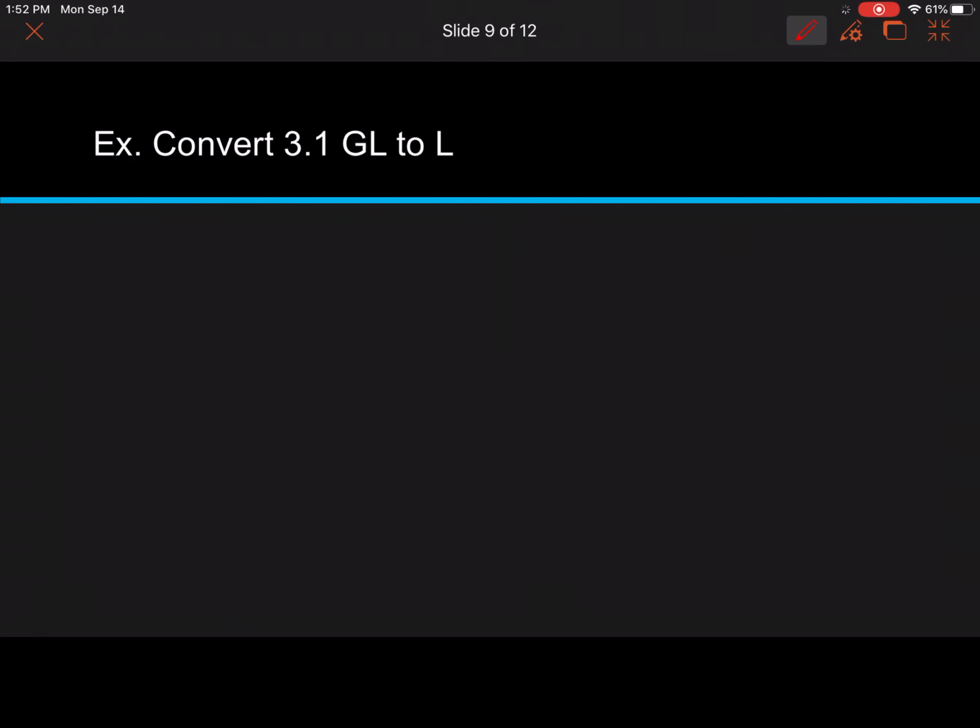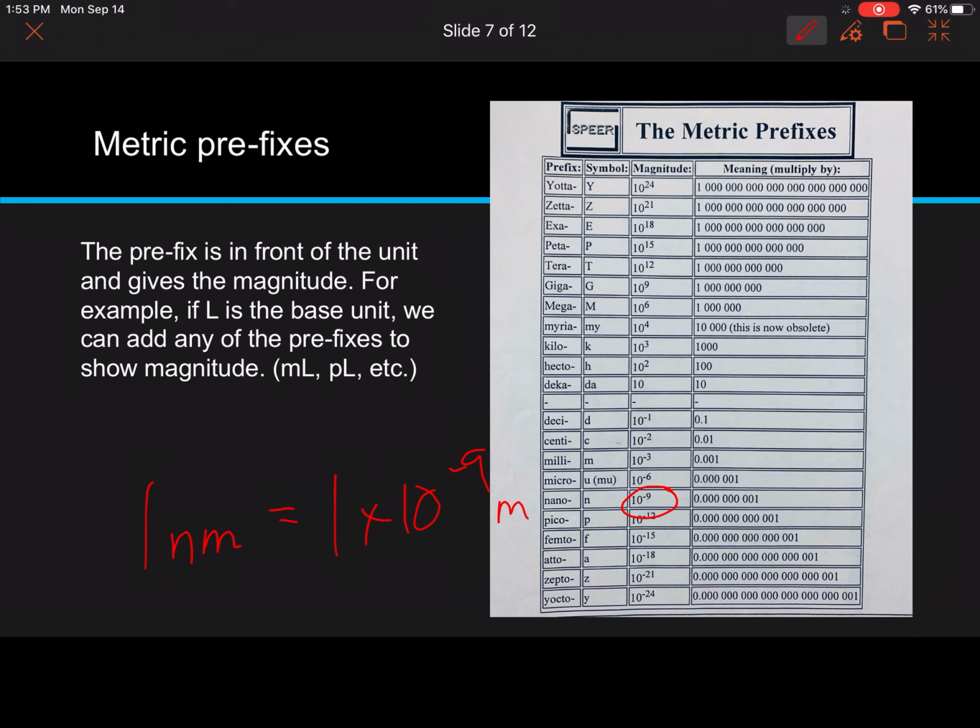Okay, we're just going to do some practice ones here. Ideally, I want you to pause the video and try them on your own before checking the answer. So, again, what are you looking for? You're looking for liters. What you know is 3.1 gigaliters. Looking at the chart, I have to find gigaliters. Gigaliters is here, so it's 10 to the positive 9 this time. So this means that 1 gigaliter is 10 to the 9 liters.